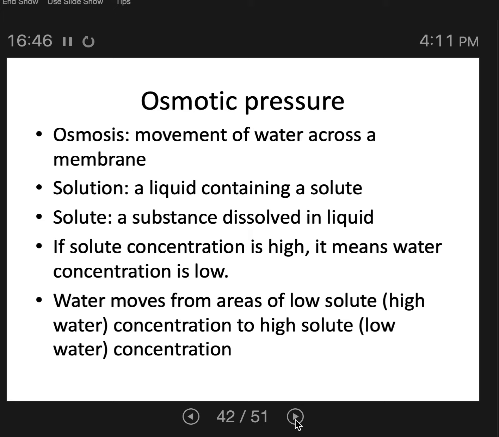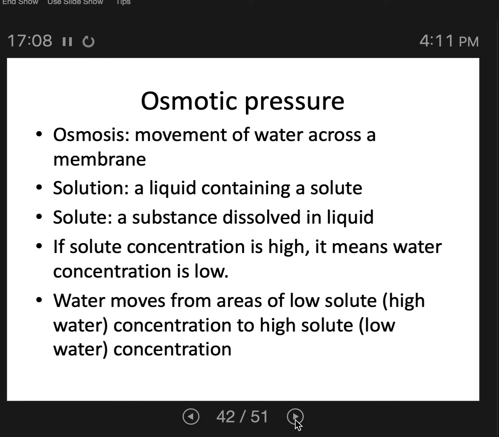So osmosis. Osmosis is the movement of water across a membrane. And we touched on this very briefly in the cell anatomy chapter. But before we talk about osmotic, I'm going to get into this a little bit more now because I know some people needed a review on it. So let me give a review of some vocabulary.